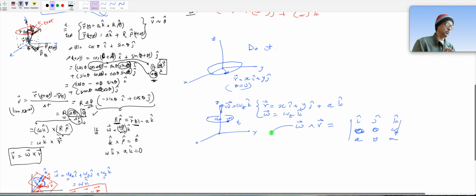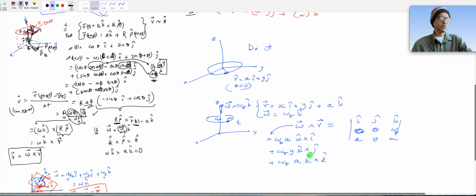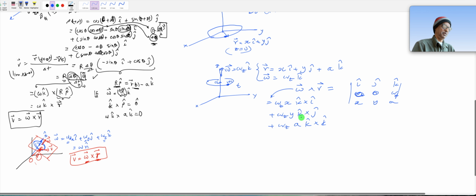Or you can do another way, which is just to expand this. So omega z times x, k hat cross i hat, plus omega z y, k hat cross j hat, plus omega z times a, k hat cross k hat. Now we have an interesting thing: this last guy will go to 0.